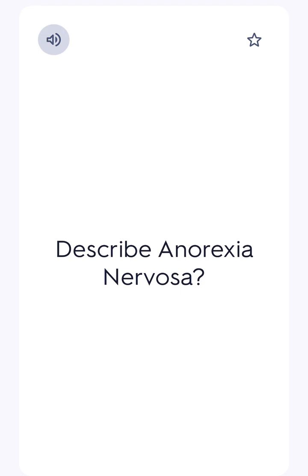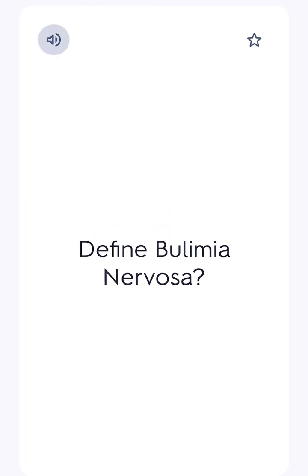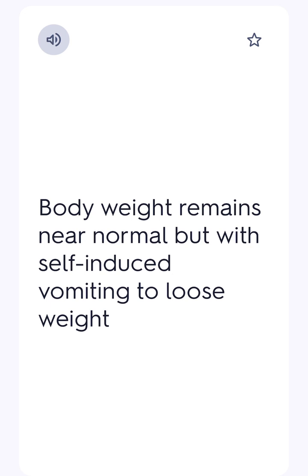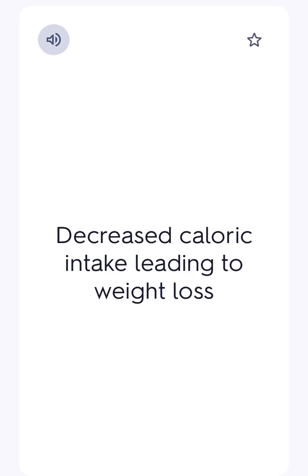Describe anorexia nervosa. A person has poor body image disorder and refuses to eat. Define bulimia nervosa. Body weight remains near normal but with self-induced vomiting to lose weight. Define starvation. Decreased caloric intake leading to weight loss.